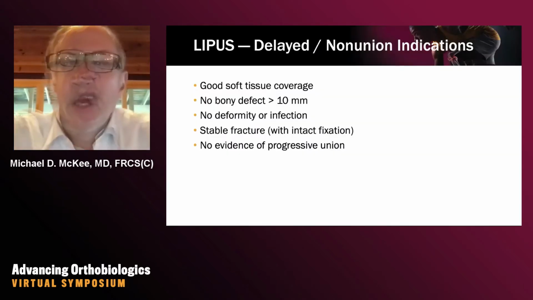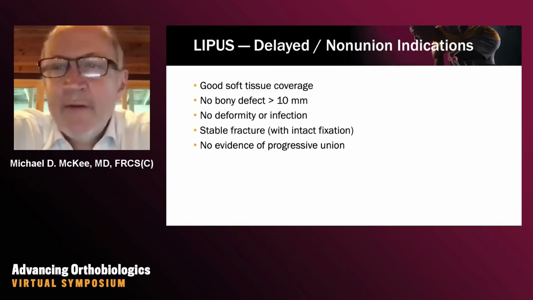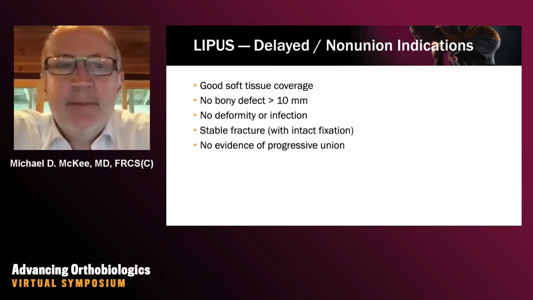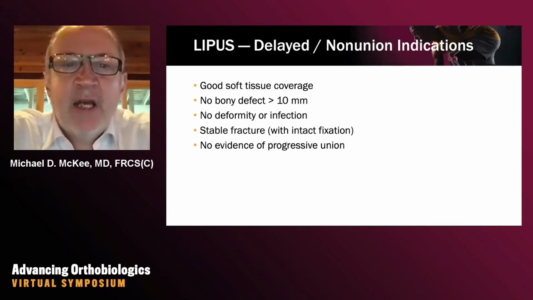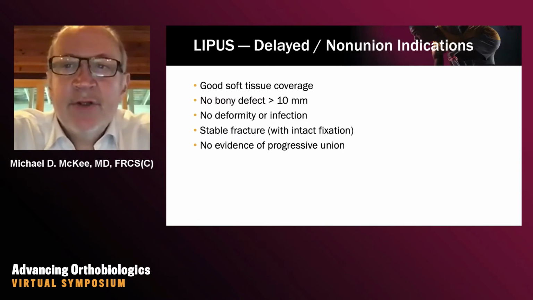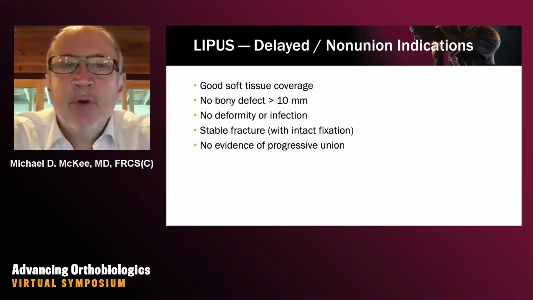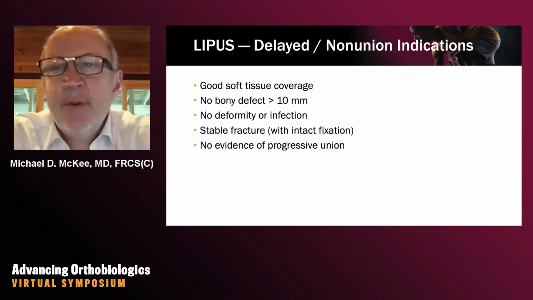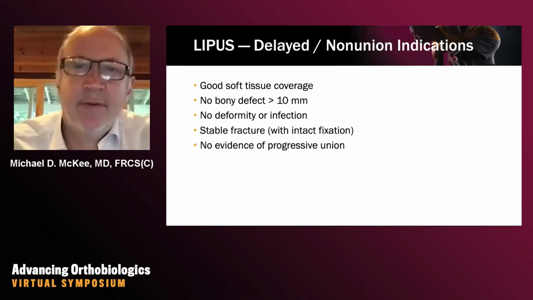So I have good soft tissue coverage. I don't have a big bony defect, certainly less than 10 millimeters. I don't have any deformity or infection. I have a stable fracture, usually with intact fixation, and there's no evidence of any progressive union. So multiple serial x-rays don't show any improvement in the situation. These things have to be present in my mind for this to succeed.